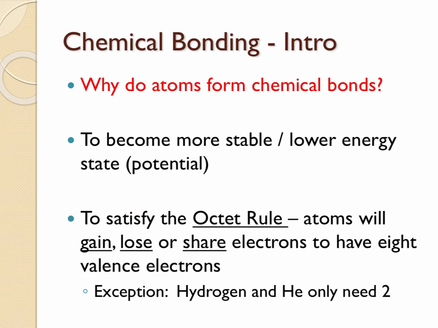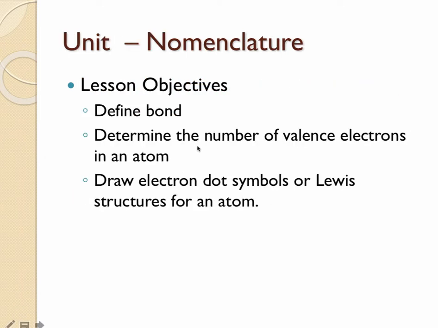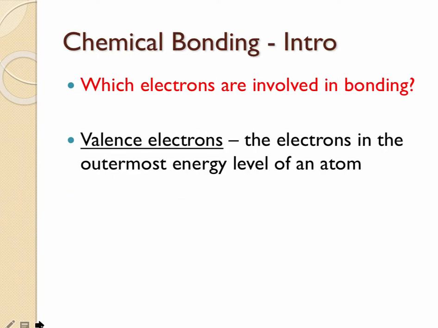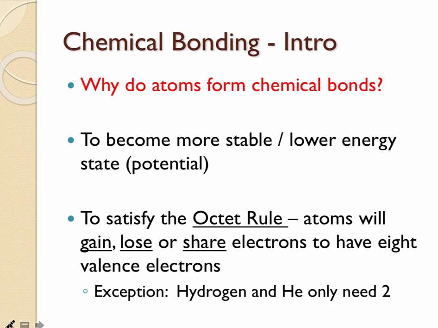Why do atoms form these chemical bonds? Atoms and molecules and different substances in our world really do what they do to become more stable. Okay, more stable. More stable means lower energy state.